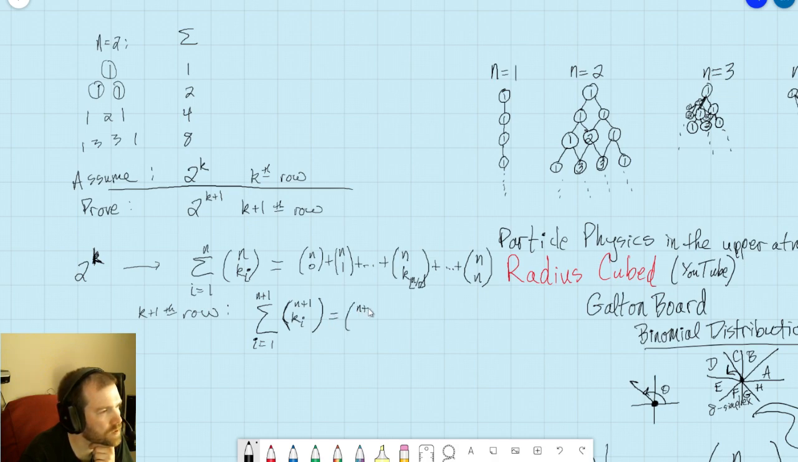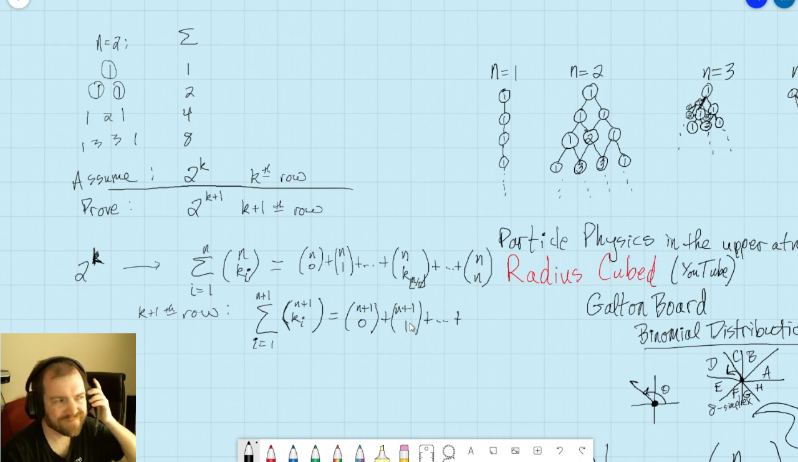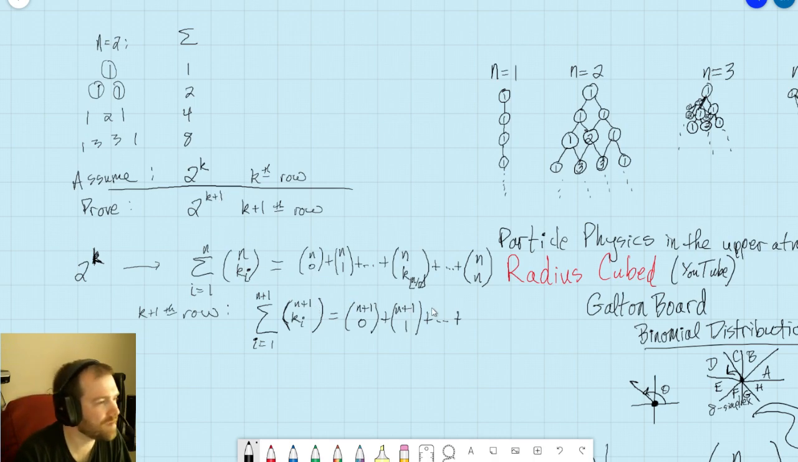This one is going to be n plus 1 choose 0, plus n plus 1 choose 1, plus going out to, whatever, n plus 1 floor, plus dot dot dot plus n plus 1 choose n plus 1.